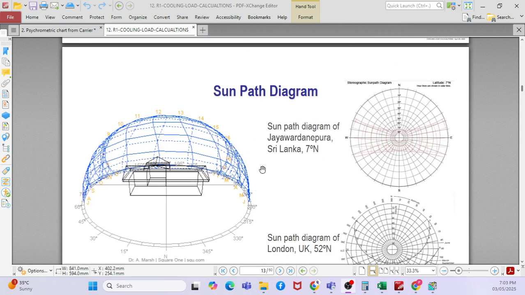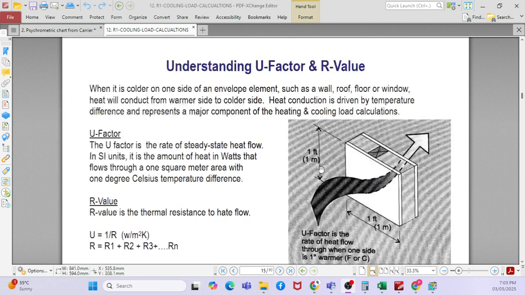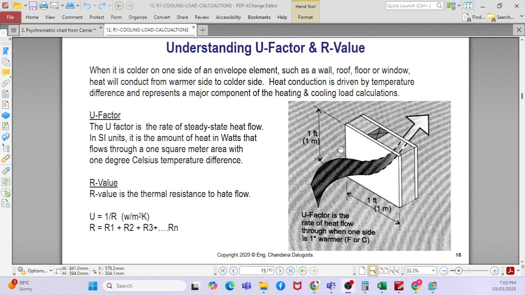Okay, now this is the weather conditions, based on the ASHRAE guideline. Remember, I told you to study the ASHRAE climatic conditions, how to read the chart and everything. Then after that, understanding of U factor.